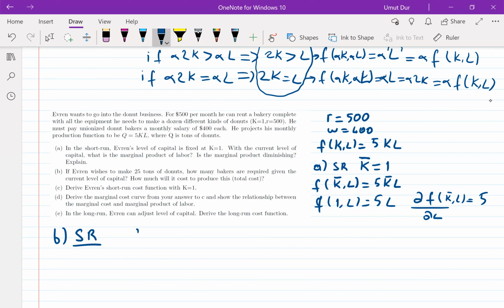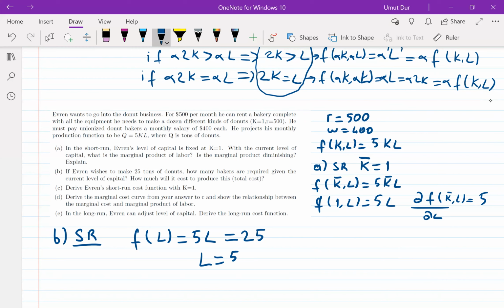So what we want here is to write the production function. Since K bar is fixed, I will just denote it by L, and my production function is 5L. Then I want to produce 25. Then I will find that the total amount of labor that I need is 5.